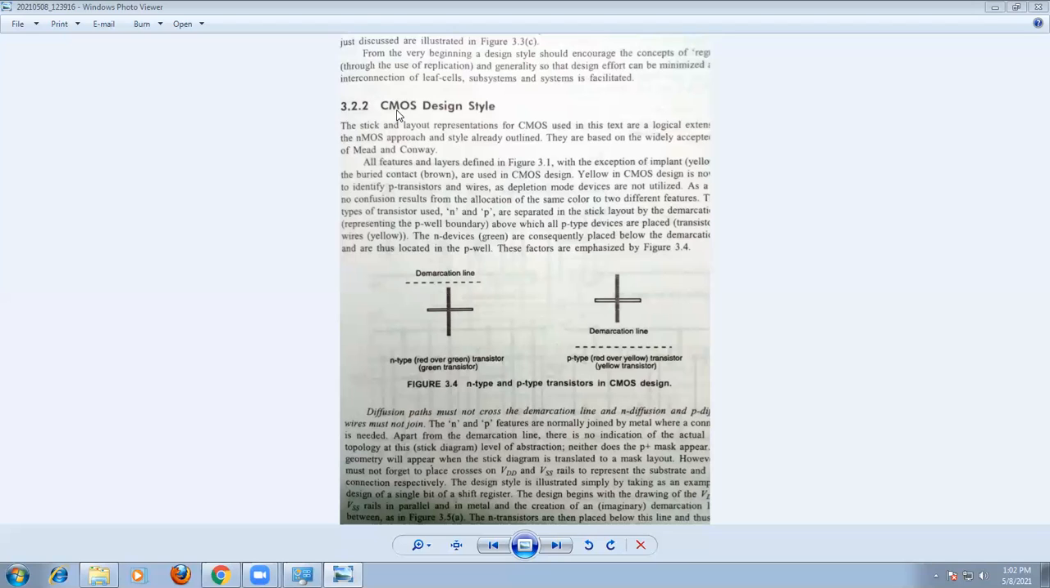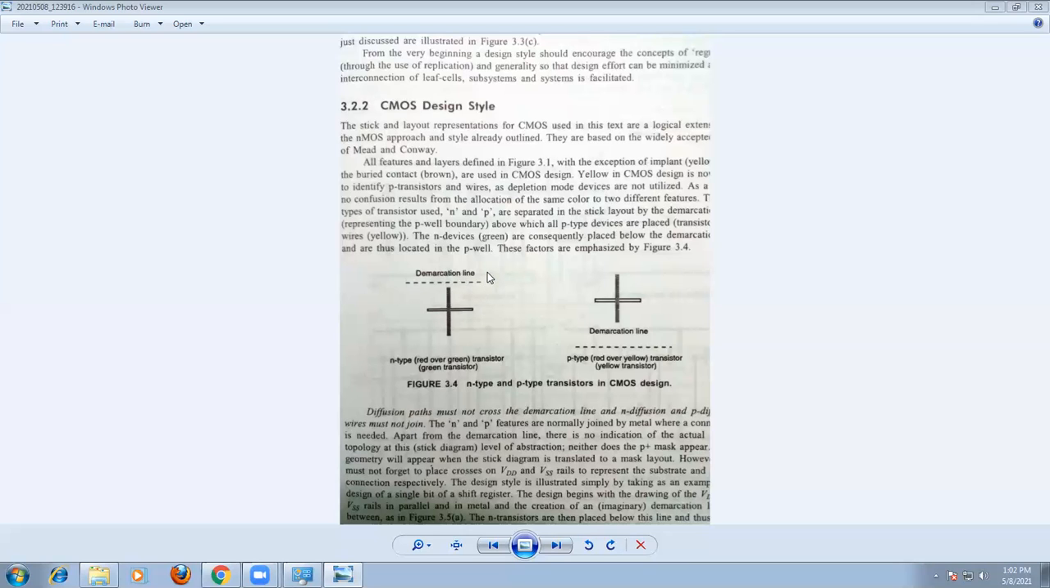In the CMOS design style, we have an extra term that is called the demarcation line. This is the most important line in this case. In order to draw the stick diagram, this demarcation line plays a very, very important role. So what is the color for the demarcation line? Brown color. Remember that point.